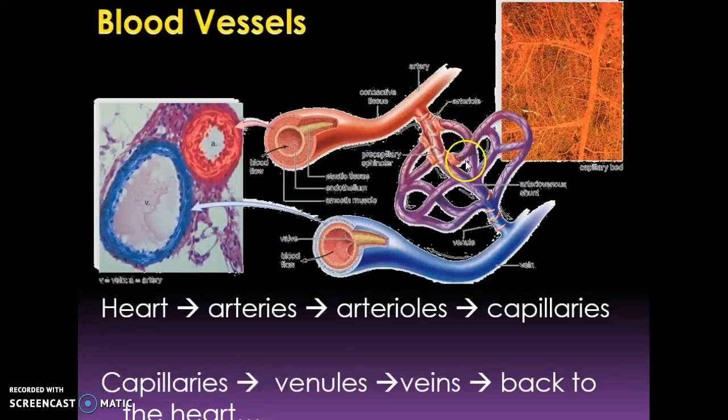vessel walls here. And then on the flip side, moving blood back to the heart, it enters the capillaries. Deoxygenated blood moves into the capillaries, into the venules, into the veins, and then back to the heart. The veins have valves. You can see it here. And that's going to help push blood back into the heart.